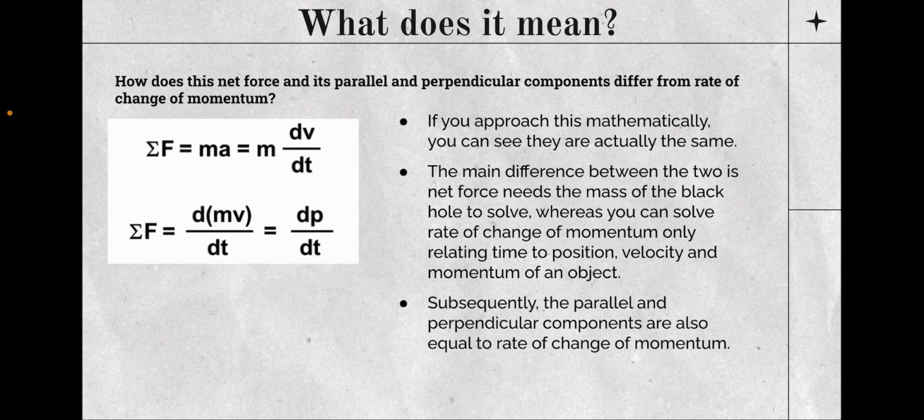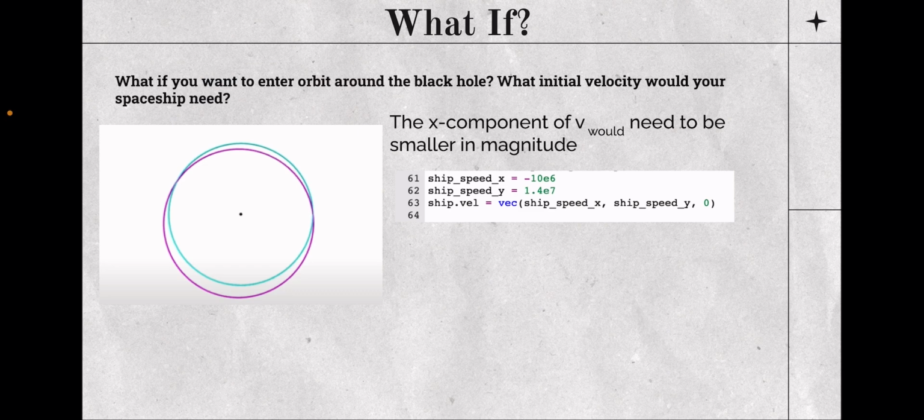So, when we look at the what-ifs, we can interpret that mathematically the net force and the rate of change of momentum are the same. However, calculating net force requires knowing the black hole's mass, whereas momentum change can be determined using only time, position, and velocity. And the parallel and perpendicular components of force correspond to the rate of change of momentum in different directions.